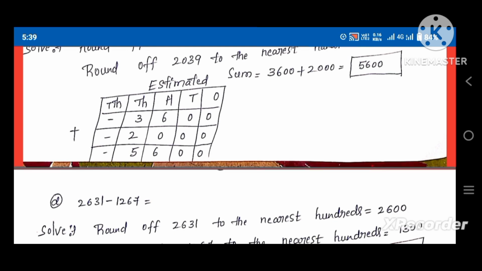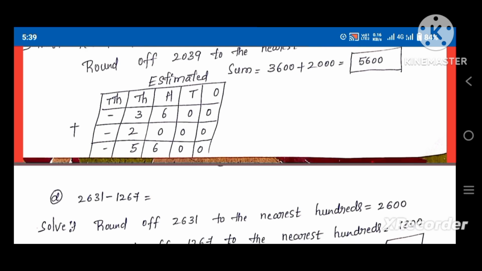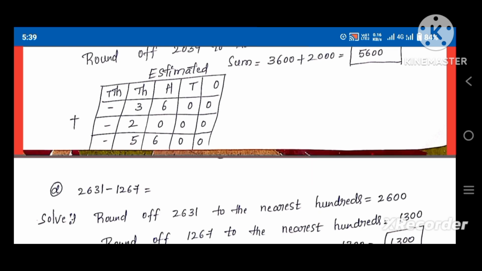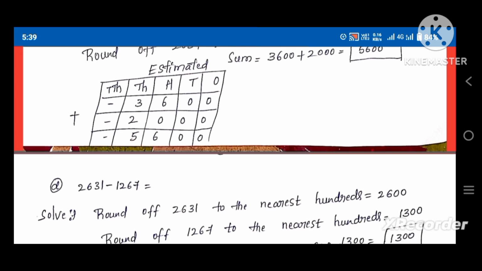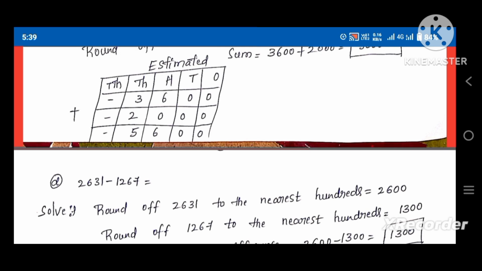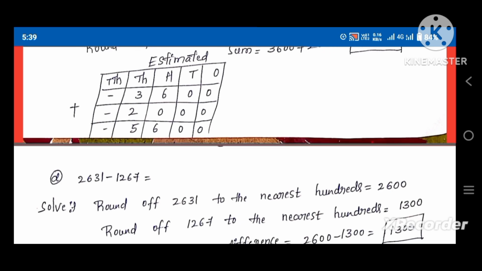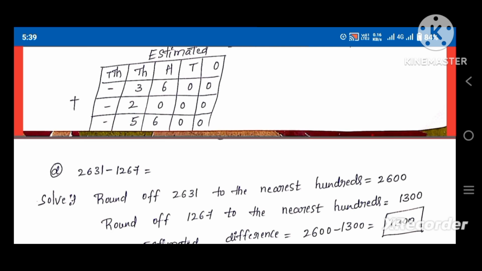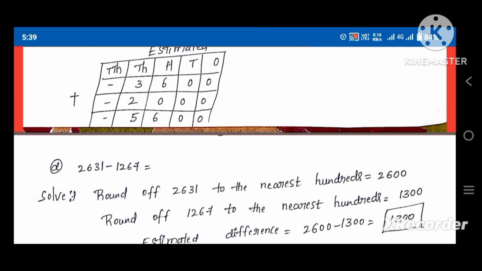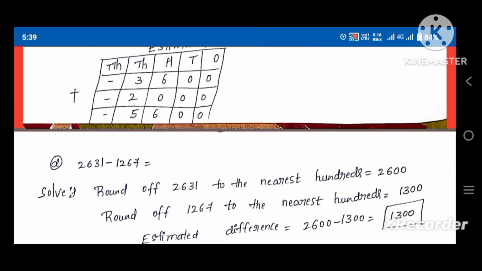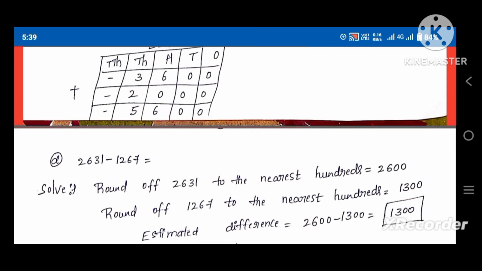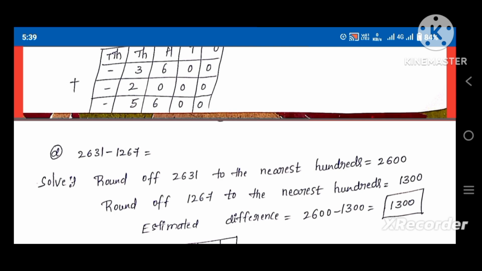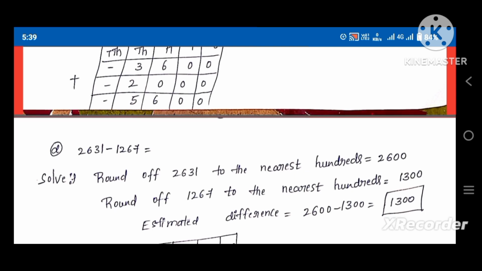D. 2631 minus 1267. Solve. Round off 2631 to the nearest hundreds is equal to 2600. Round off 1267 to the nearest hundreds is equal to 1300. Estimated difference is equal to 2600 minus 1300 is equal to 1300.